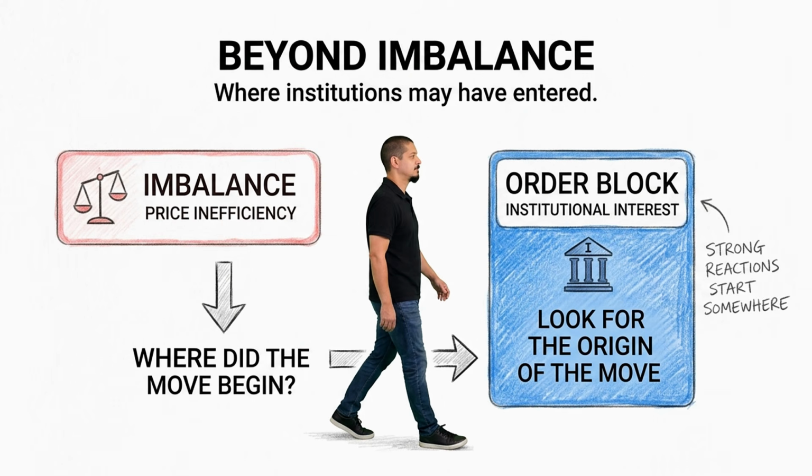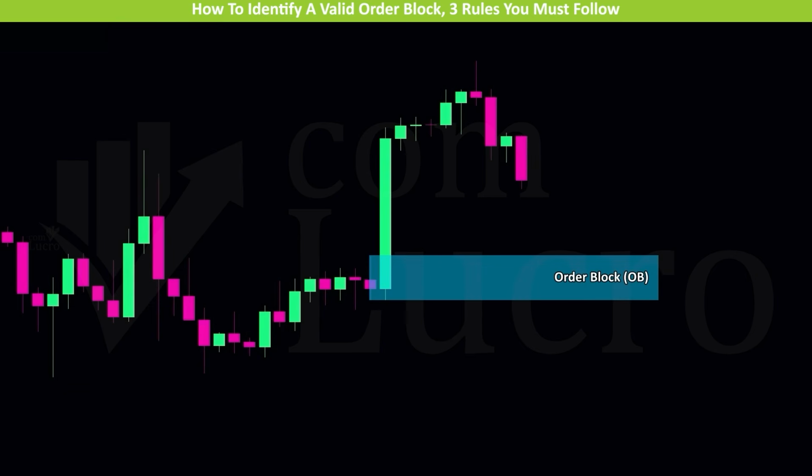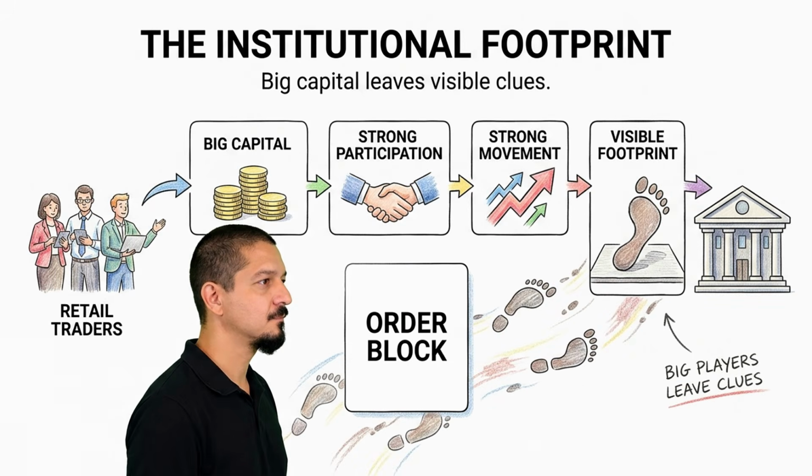This brings us to the concept of the order block and how we identify a valid one on the chart. So, how can we identify a valid order block on the chart? An order block represents a specific area on the chart where a large amount of capital entered the market, usually from big banks or major institutions, often referred to as smart money.